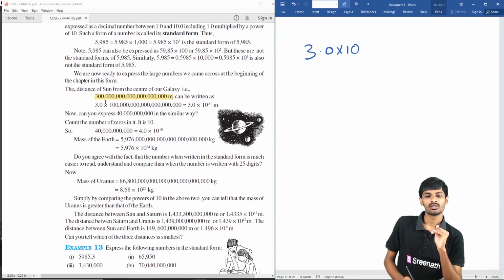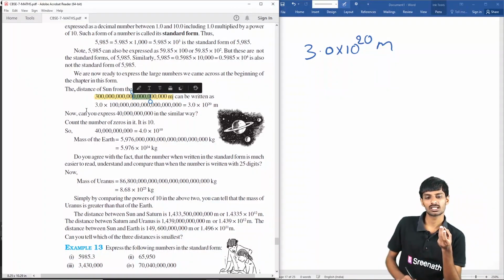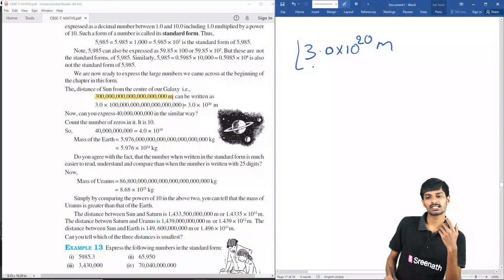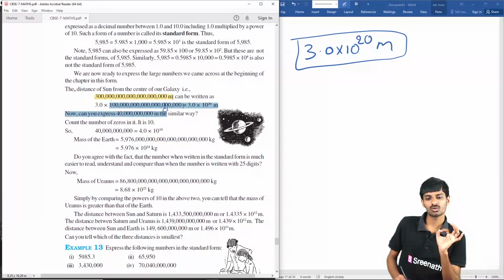So you have to write all the numbers, and if you count how much it becomes, it is 10 power 20 meters. 20 zeros are there. If you look, 1 2 3 4 5 6 7 8 9 10 11 12 13 14 15 16 17 18 19 20 zeros. So such a big number, you can simply say that is 3 into 10 power 20 meters. And the basic thing here is, number of zeros is equal to the power.